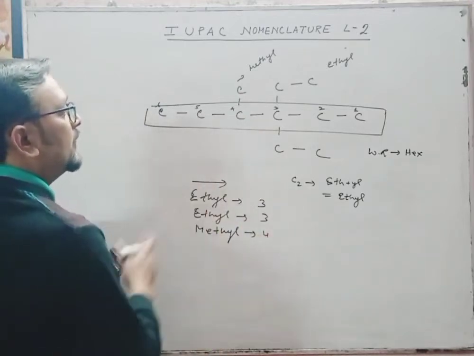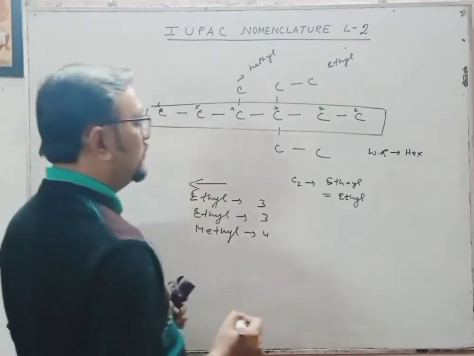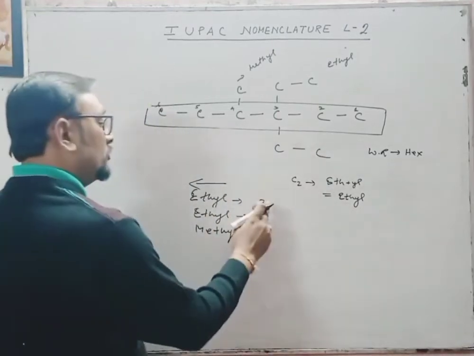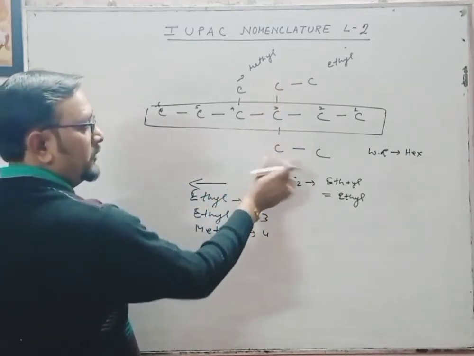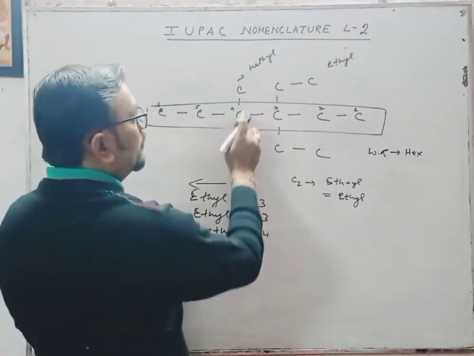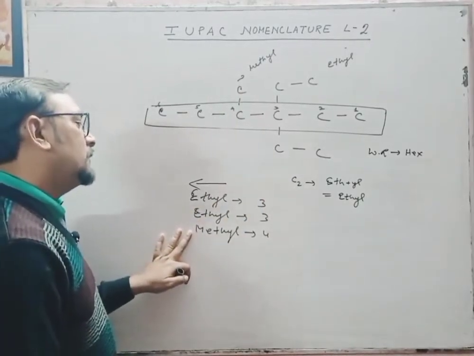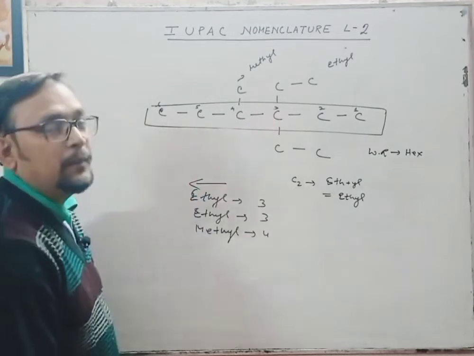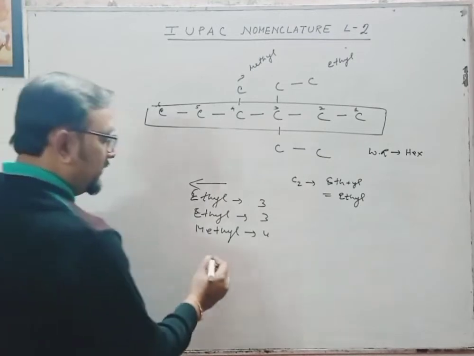If I start numbering from this side, from my right to left, then 3 for this substituent, 3 for this substituent, and 4 for another substituent. Now what about if I start numbering from my left to right? You have to check from both sides during the examination.